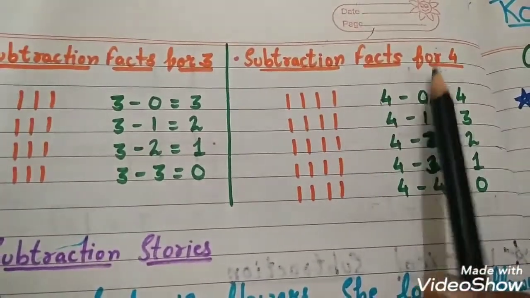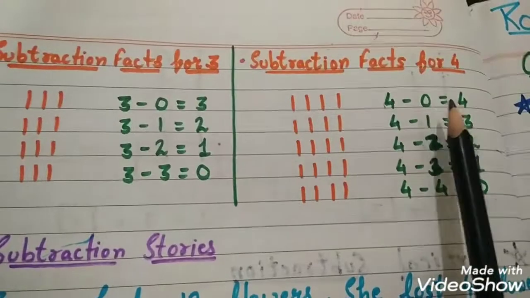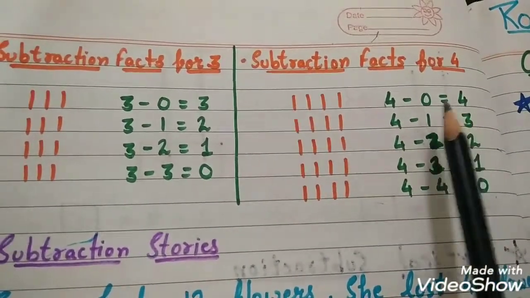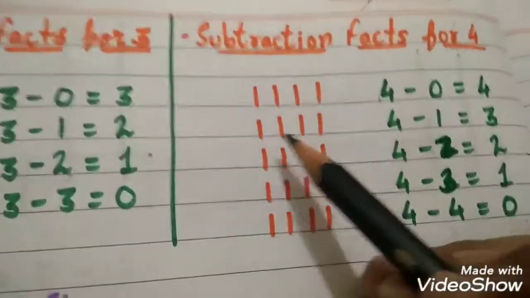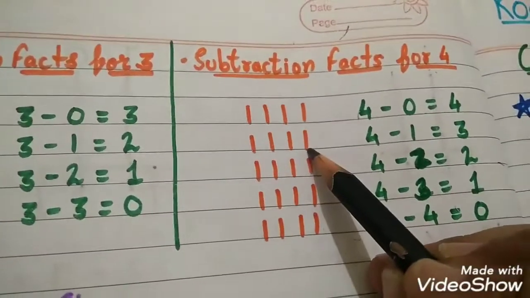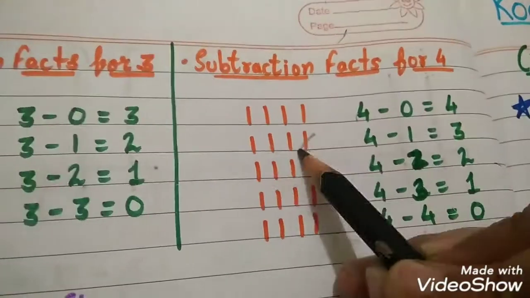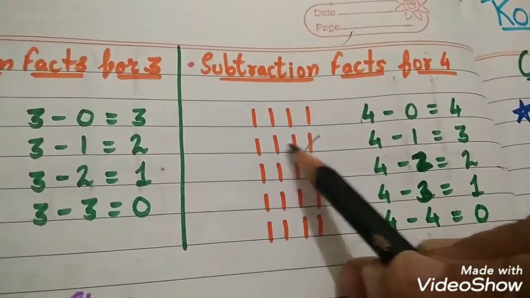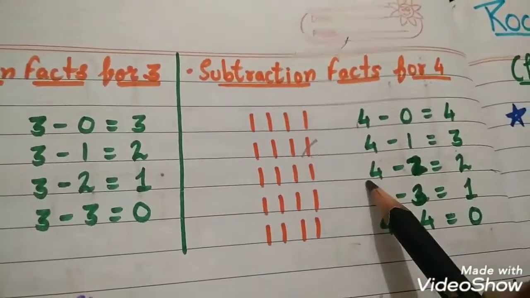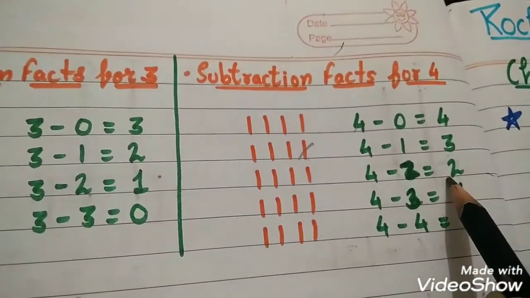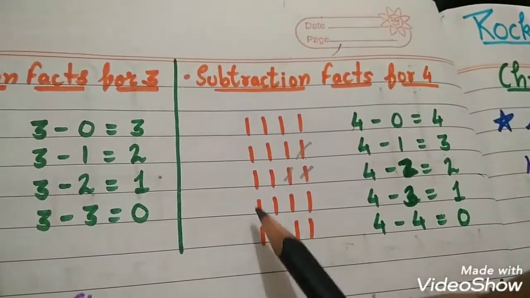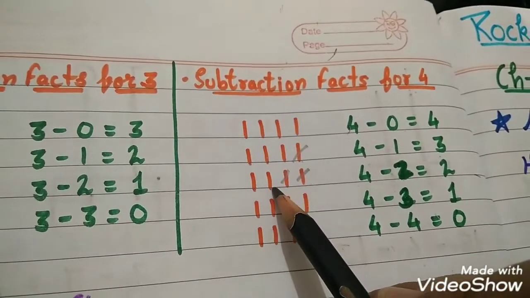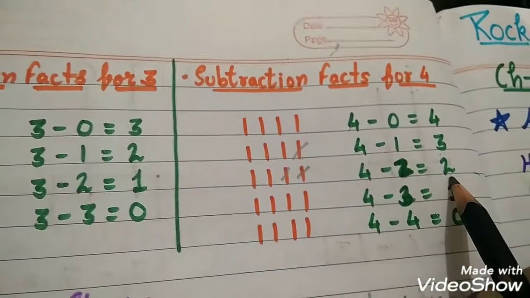Similar way in the subtraction facts for 4. 4 minus 0 will always be 4. 4 minus 1 will always be 3. Like, see here. Here are 4 sticks. If we minus 1 from it, how many will it come? 1, 2 and 3. Right? 4 minus 2 will always be 2. How? Here are 4 sticks. If we cut 2 sticks, so how many will be left? 2. So 4 minus 2 will be 2.